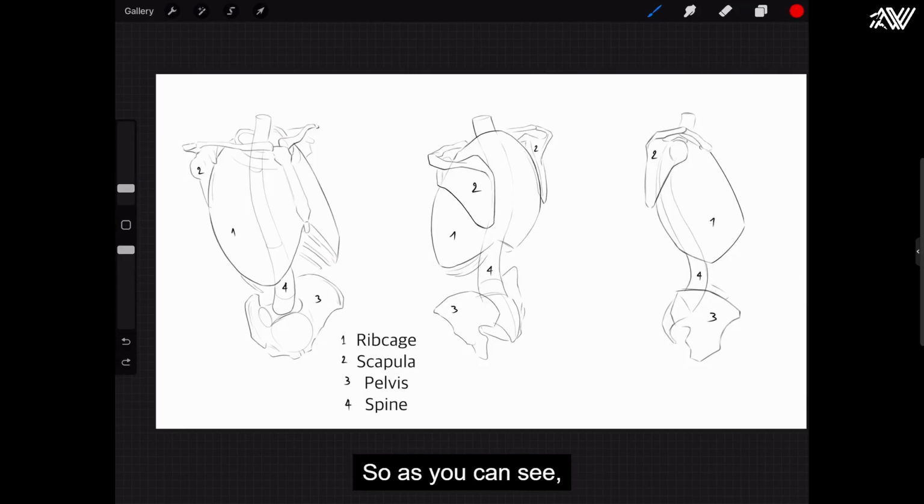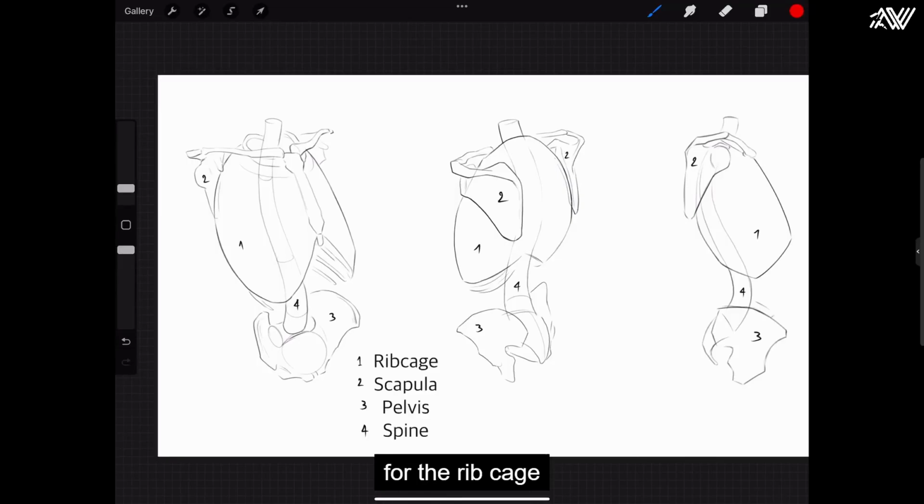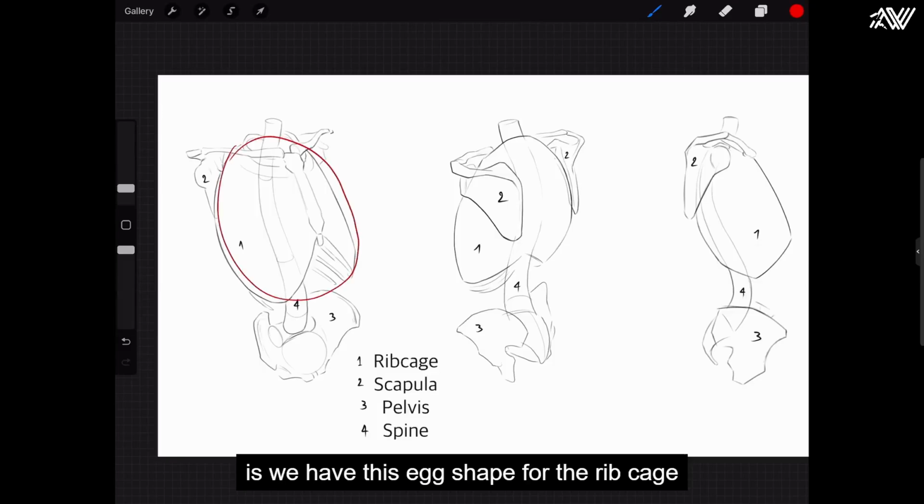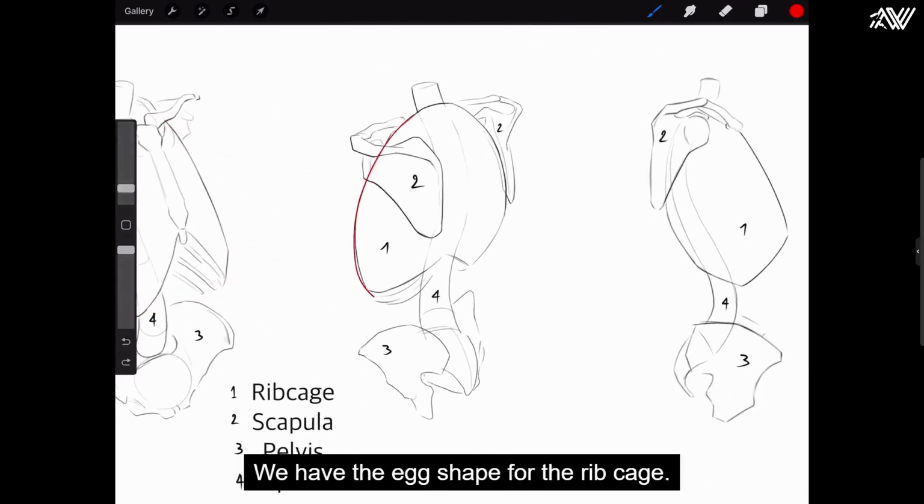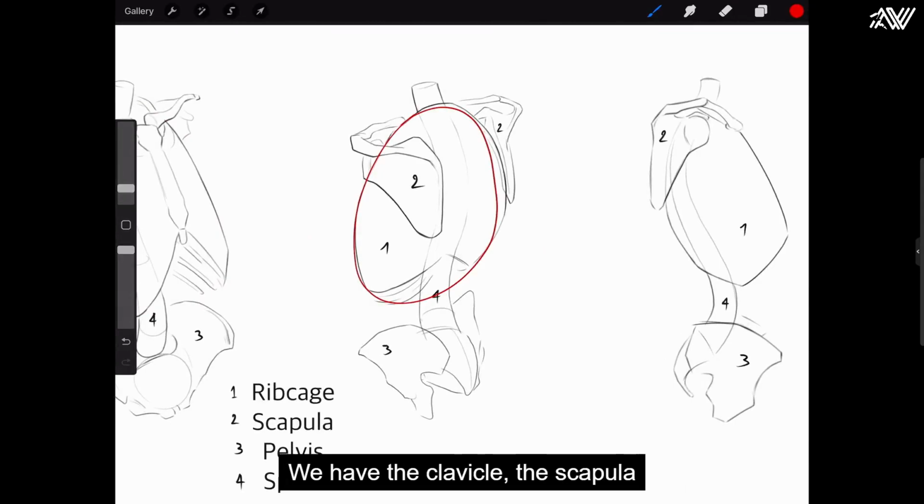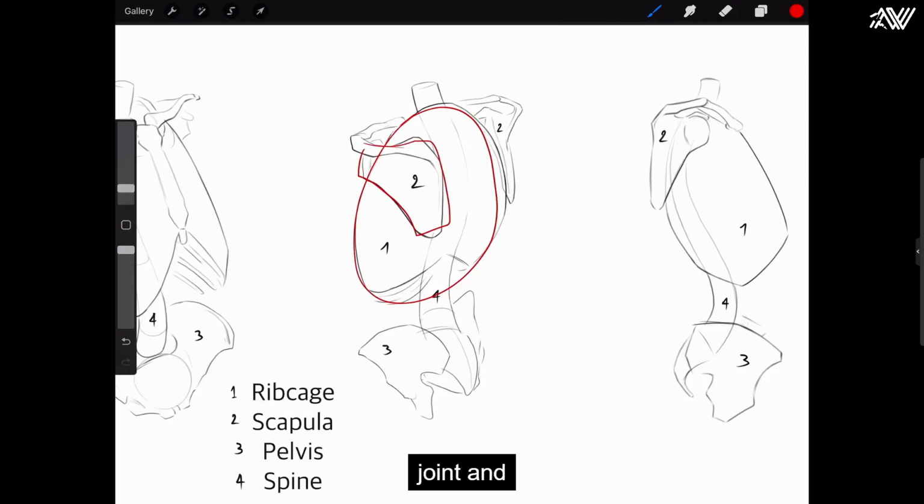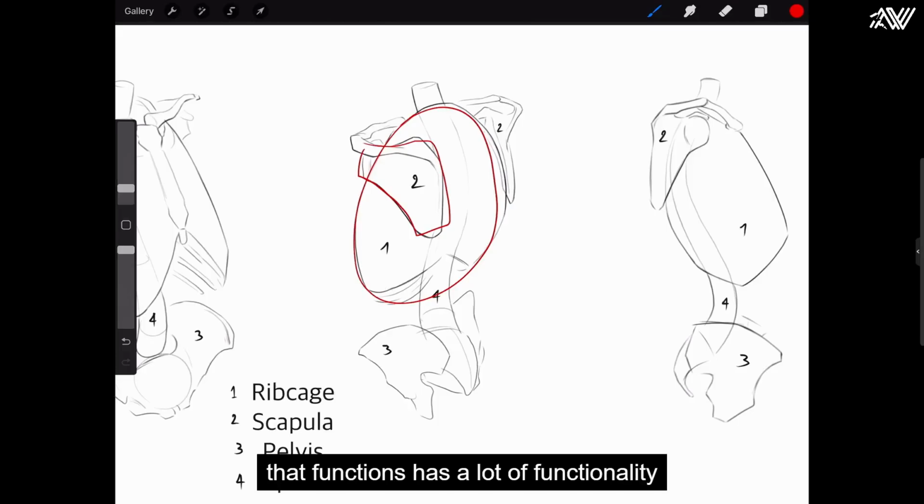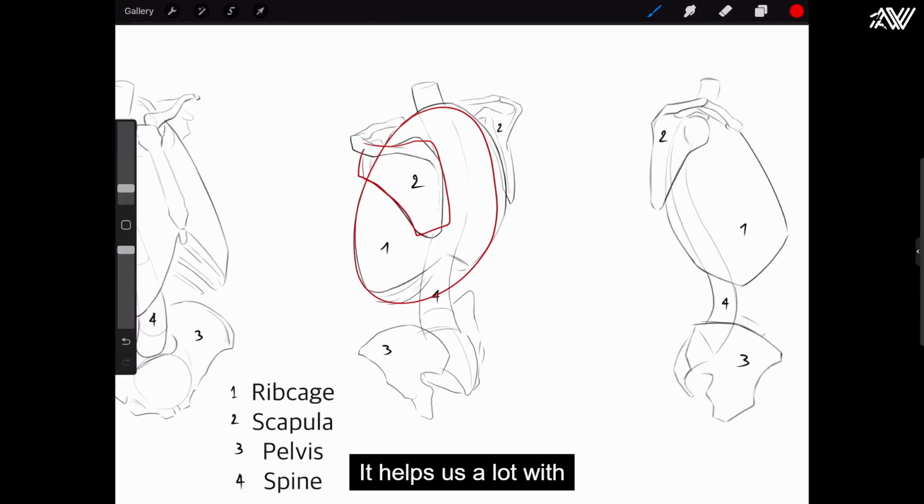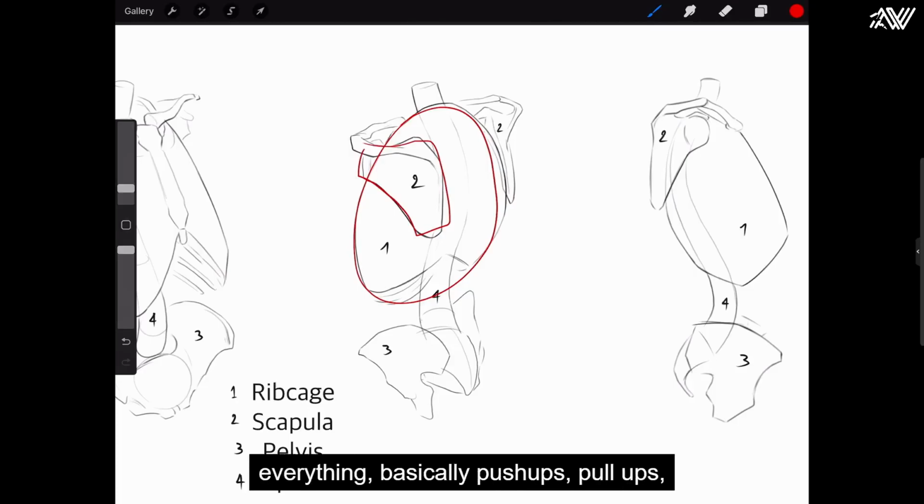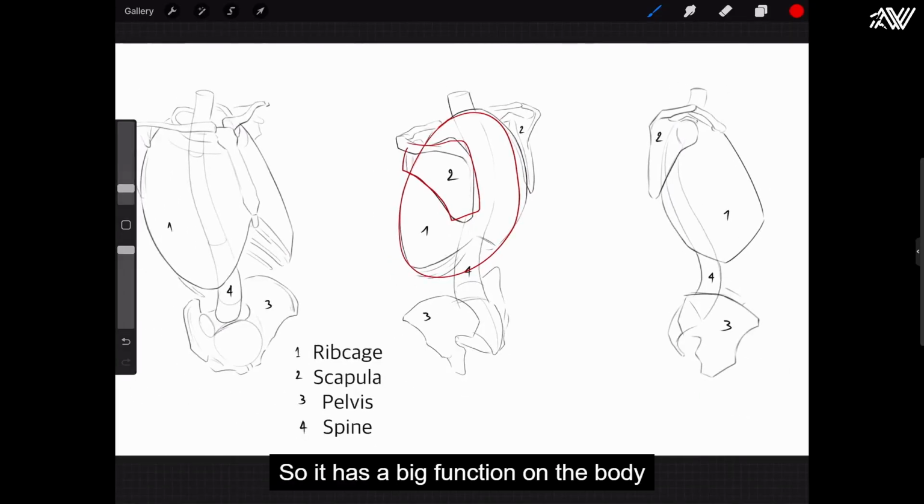So as you can see, what we tend to see for the rib cage and the torso, just the bone structures of the torso, is we have this egg shape for the rib cage. We have the scapula that makes up a large portion of the shoulder joint, and that has a lot of functionality when it comes to moving the arms, keeping the arms in place. It helps us a lot with everything, basically, push-ups, pull-ups, whatever it is. So it has a big function on the body, and it's also a big landmark when it comes to the bone structures of the body.